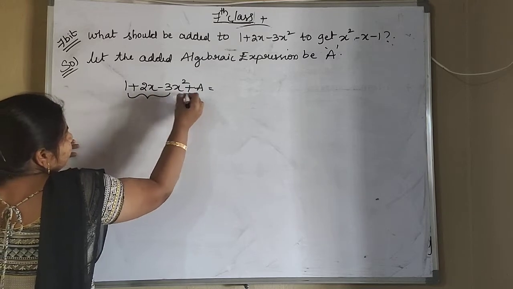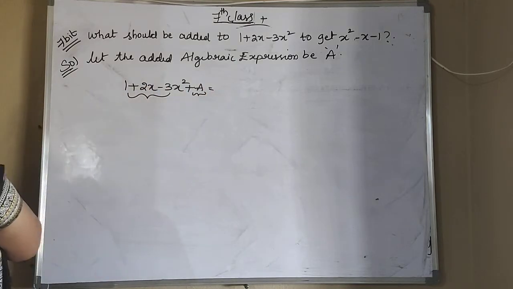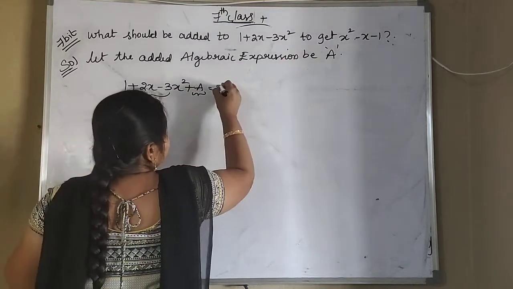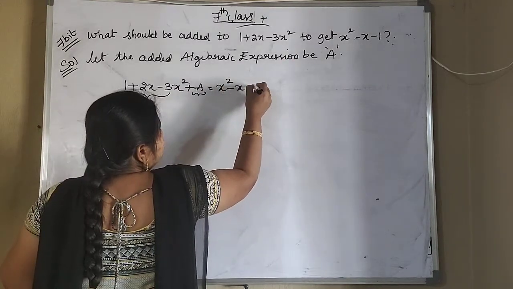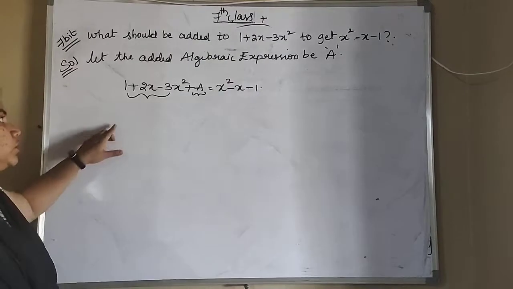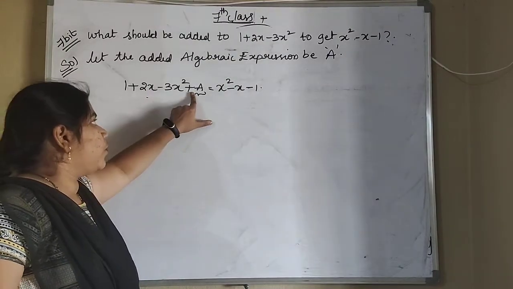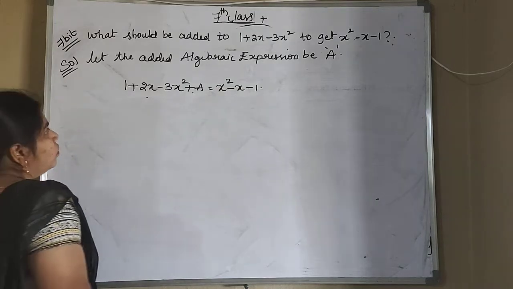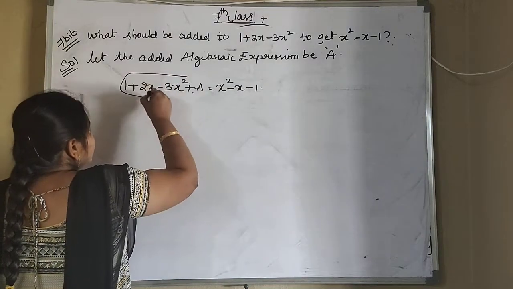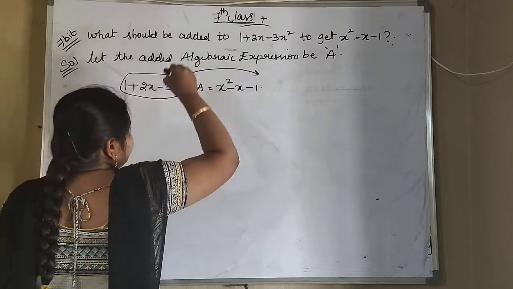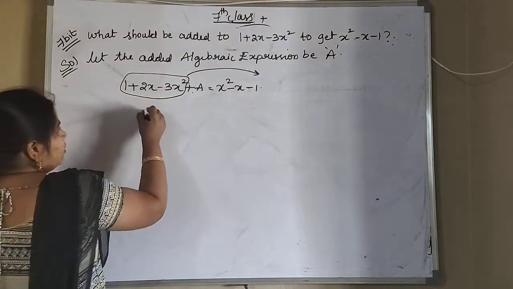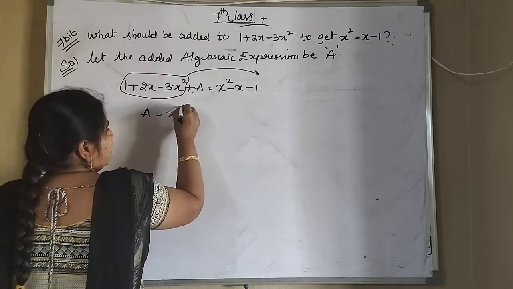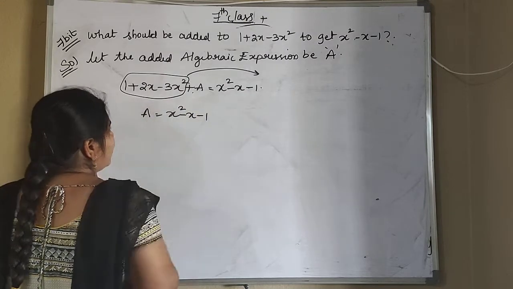So if you add these two expressions, what is the result? X square minus x minus 1. Okay, so if you add these two expressions, what result we have to get? This result we have to get. Okay, so now transpose all these terms to other side. This side we have to transpose. So how it will be? A is equals to, A will be alone. Write this expression, x square minus x minus 1.